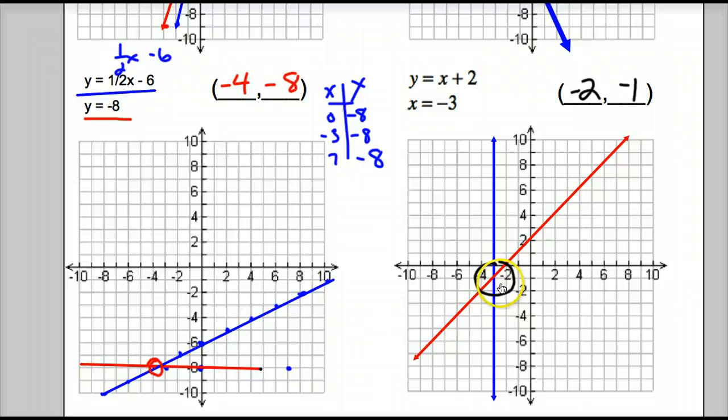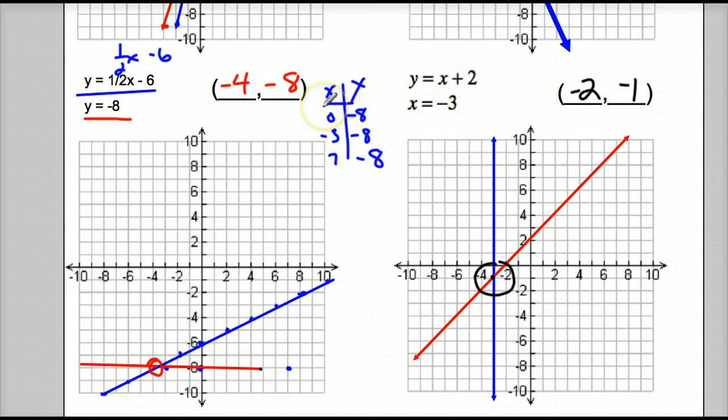Okay, so now we see that our vertical line here is at x equals -3. Our other line here has a slope of 1/1 and a y-intercept of 2. And our solution to this system is -2, -1. Remember, that's this point right here. This is the point that's true for both of these equations.